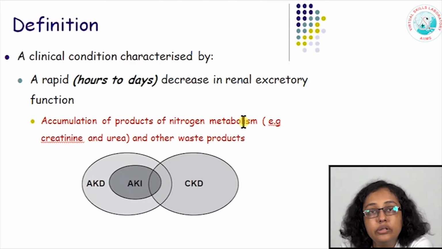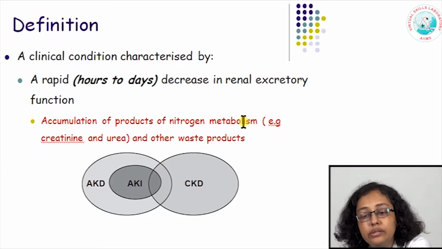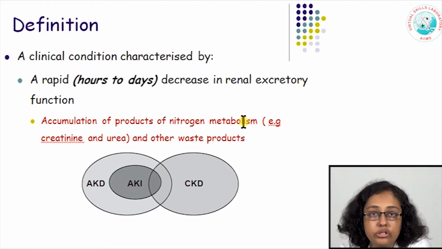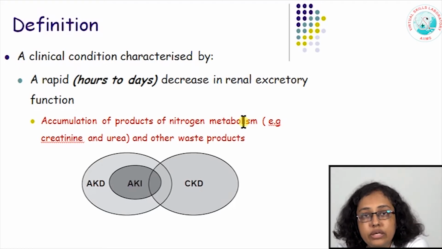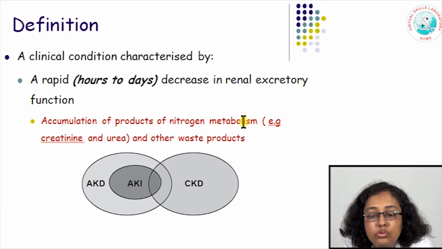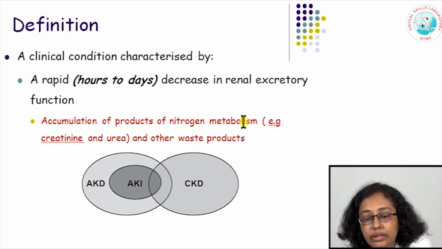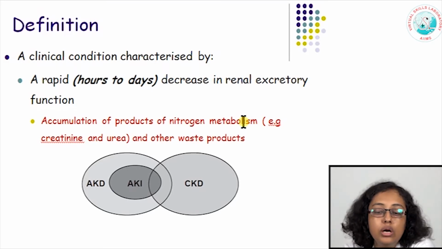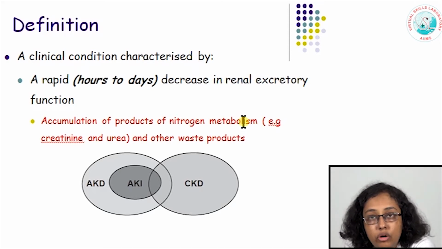So when we define acute renal failure or acute kidney injury, it is basically a clinical condition characterized by a rapid decrease in the excretory function of the kidneys. And when we say rapid, we consider it in terms of hours or days. That is what is acute. When the body is unable to get rid of its waste products because the kidneys are not working, it leads to accumulation of products of nitrogen metabolism like urea and creatinine and other waste products in the body, leading to a rise in the blood levels of these products.